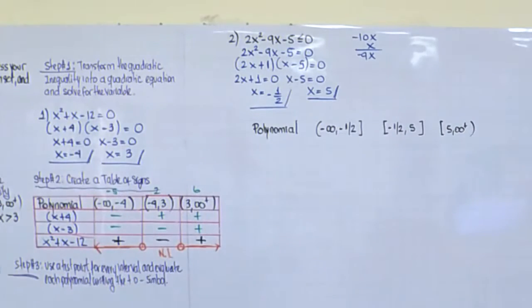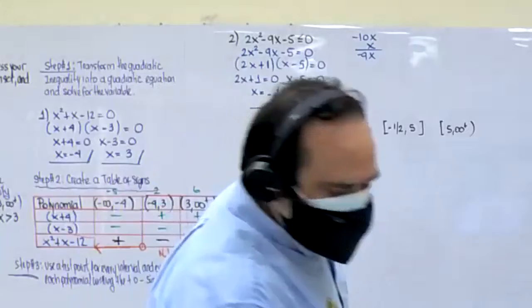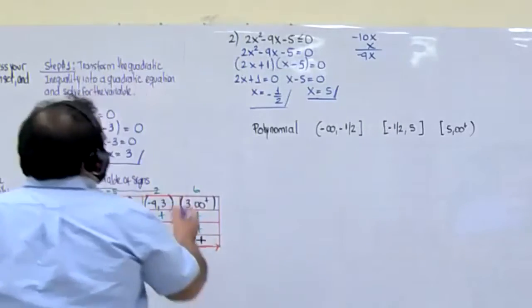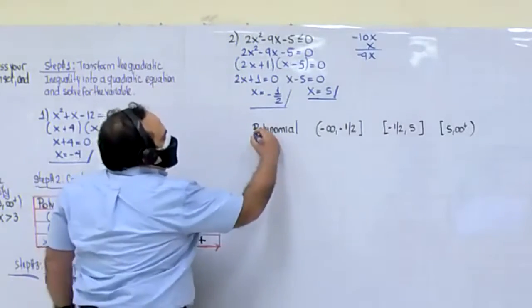All right, we have the 3 columns. In the polynomial, we're going to copy the first one, 2x plus 1.